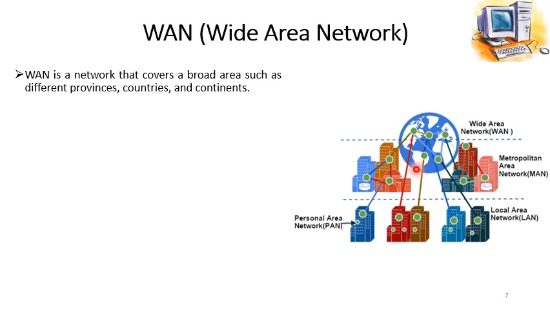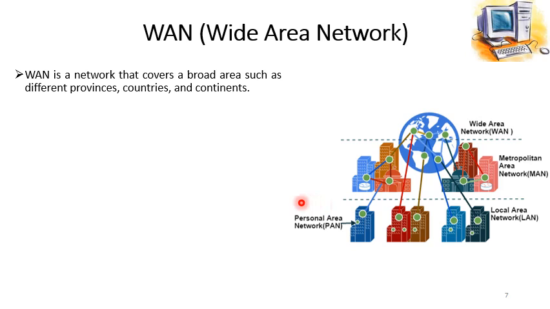Here in this diagram we can see personal area networks, PANs, which are not discussed in your book, but I will tell you what a personal area network is. Personal area network is even smaller as compared to the local area network. For example, the network between two Bluetooth devices is a personal area network, which is much smaller as compared to the local area network or a Wi-Fi network.